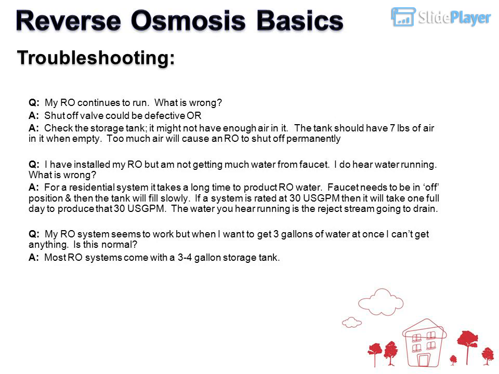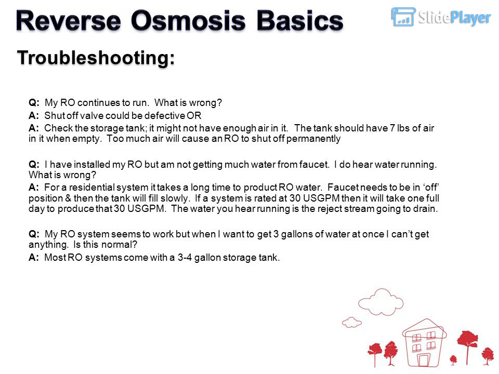Q. I have installed my RO but am not getting much water from the faucet. I do hear water running. What is wrong? A. For a residential system it takes a long time to produce RO water. The faucet needs to be in the off position and then the tank will fill slowly. If a system is rated at 30 GPD, then it will take 1 full day to produce that 30 gallons. The water you hear running is the reject stream going to drain.